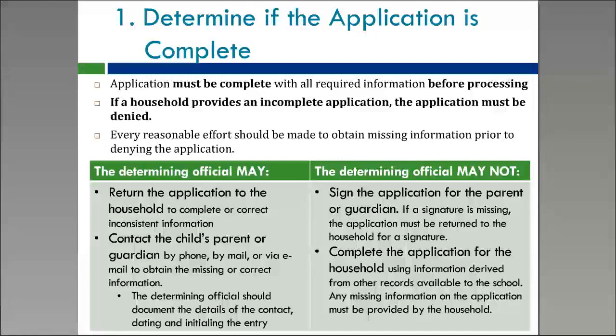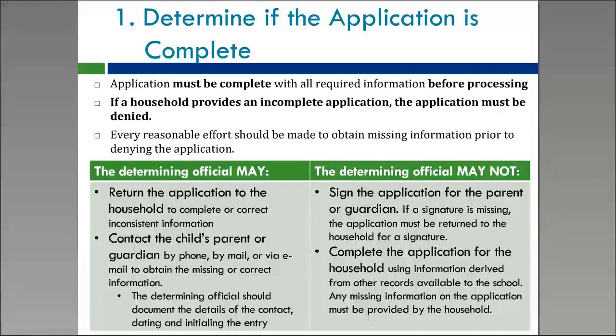To get the additional information, you can return the application to the household and request that they complete the information, or you can contact the child's parent or guardian by phone, by email, or via mail to obtain the missing or correct information. So make sure to document the details of the contact, dating and initialing the entry. For example, if they didn't list the last 4 digits of the Social Security number, you can call them and ask them for that information.